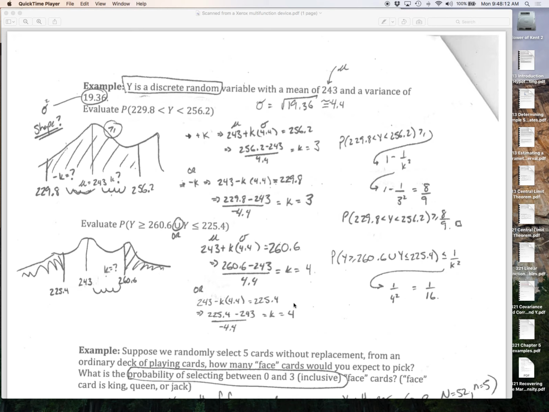In this case, again, I get k is equal to 4. So I know that these two shaded areas together, the largest they could possibly be is 1 over k squared. Again, k must be at least 1. Here it's 4, so that's okay. So 1 over 4 squared. The largest this shaded area could be is 1/16.